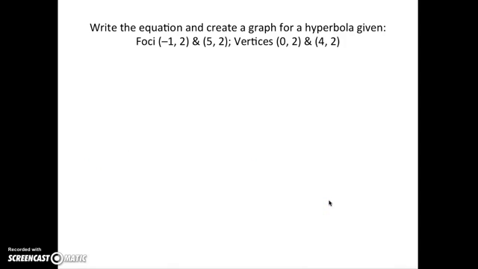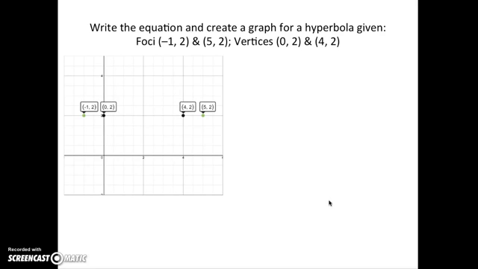Write the equation and create a graph for a hyperbola given the foci at (-1, 2) and (5, 2), and the vertices at (0, 2) and (4, 2). The first thing you're going to want to do is draw a sketch. So here are the two focal points. Sorry, the focal points are in green, and the vertices are in black.